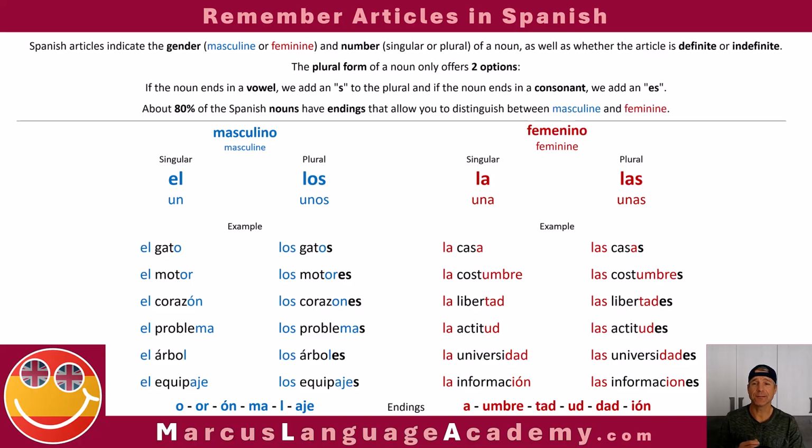And interestingly, 80% of the Spanish nouns have one of those endings. So you can now easily distinguish between masculine and feminine. The other 20% don't follow this rule, but maybe just practice every time or learn the word with the article, so that you are making sure that you have the right article.